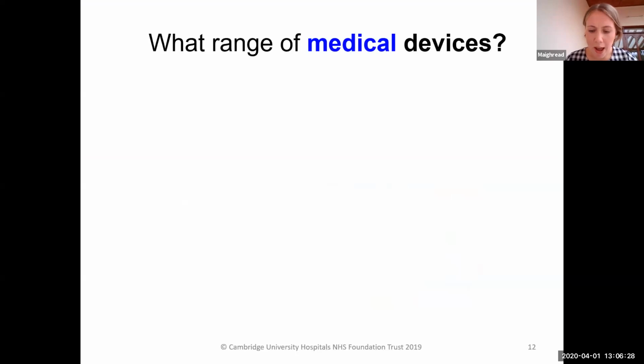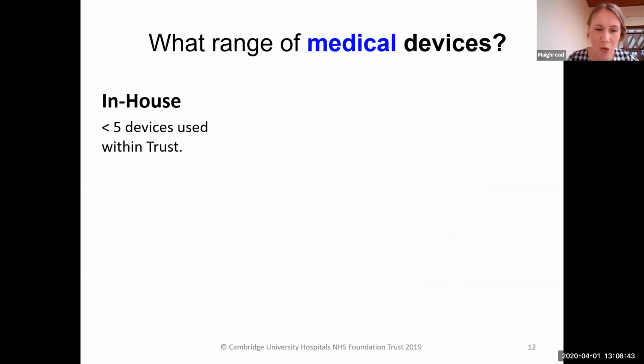So I'm sure some of you have come across these within your own work. They're quite common classifications, but most of our products fall into the in-house classification. To put a number on it, if we were manufacturing less than 5 devices to be used within our own trust, we would use this exemption.